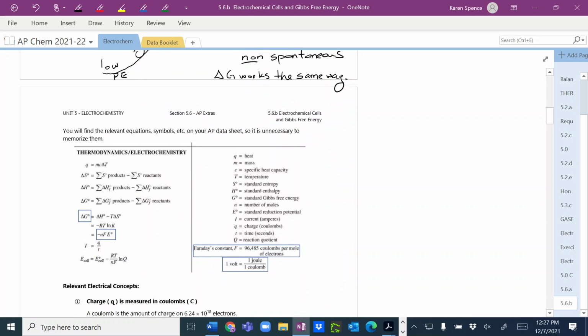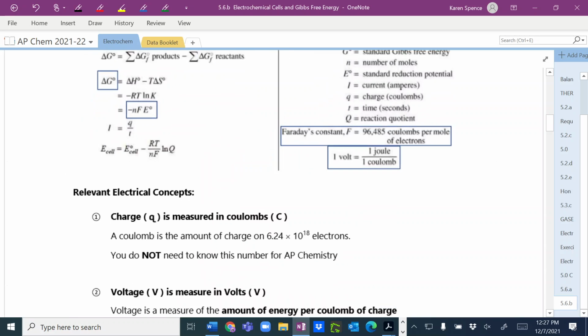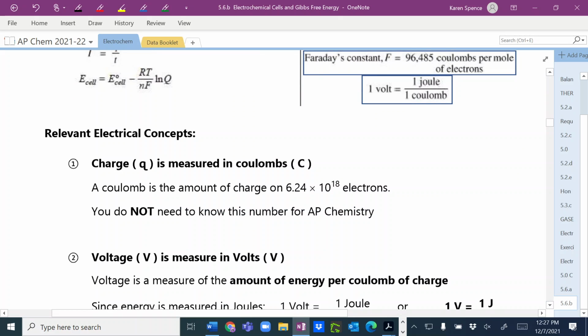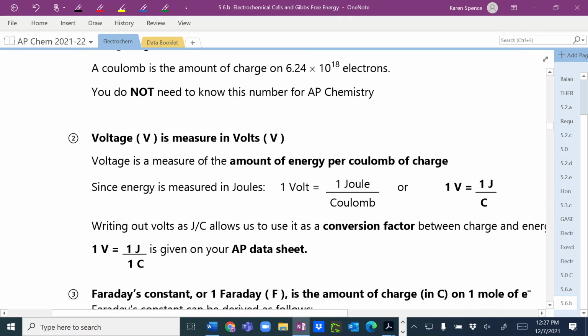Okay. So what do we need to know about this? Well, we need to be able to plug things into that formula, chug them through, and then decide: if delta G is negative, the reaction is spontaneous. If it's positive, it is non-spontaneous. What else do we need to know? Well, we still need to know about charge, which we just talked about, so we're not going to do that again. We need to know, in this case, about volts.